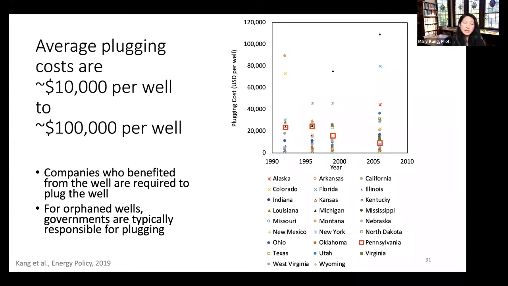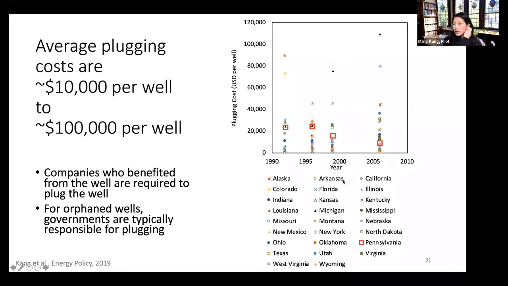And in some states and provinces, there are quite a few of these wells. Pennsylvania has hundreds of thousands of orphaned wells that the state cannot plug. And they're plugging something in the order of 20, 30, 50 wells per year. So they do not have the funds to plug a lot of these wells. So the plugging costs become a huge barrier, and the plugging costs are highly variable.